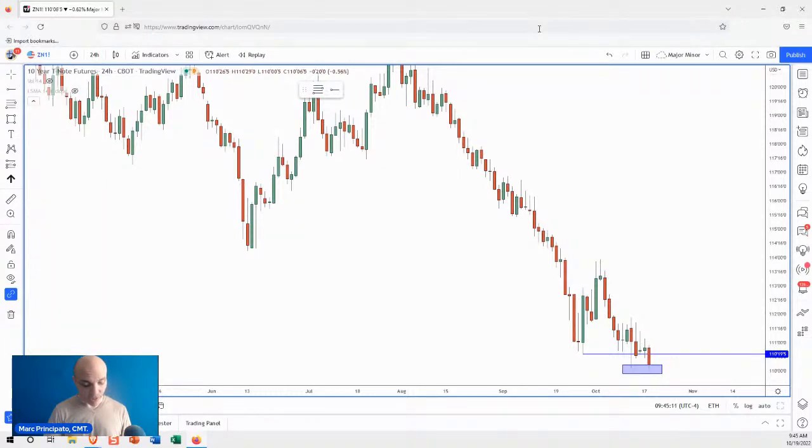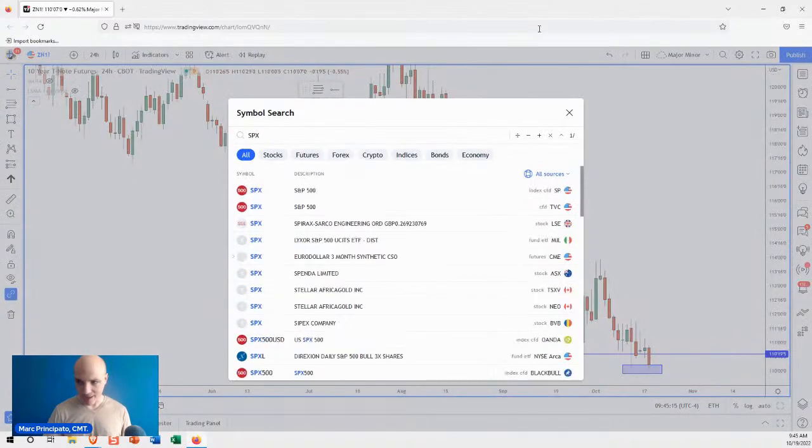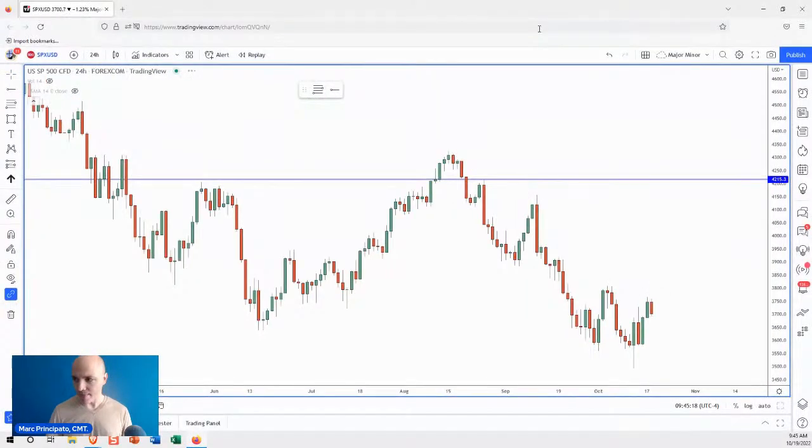Now let's go to the S&P, because again, this is going to affect stocks in an adverse way. So the S&P is starting to feel a little pain here, right?